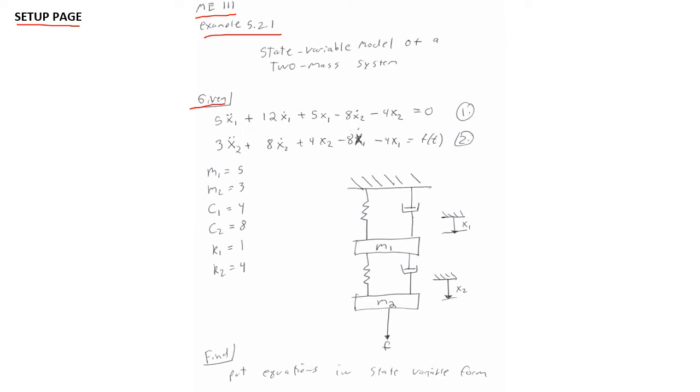Here are my givens. They give us these two equations of motion, the one that we just discussed, equation 1, and the second one, equation 2. And then I write down everything that was in the problem statement, over here in a nice clear manner. M1 is equal to 5, M2 is equal to 3, C1 is 4, C2 is 8, K1 is 1, and K2 is 4. And I can relate those back to our given diagram. The next thing we want to do is figure out what they are asking us to solve for. Well, they want us to put the equations in state variable form. So these two equations, equation 1 and equation 2, we want to get into state variable form.